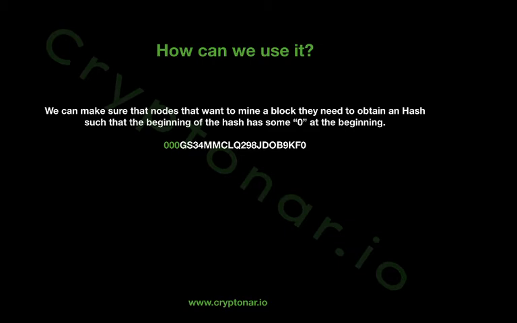We can make sure that every node that wants to mine a block needs to obtain a hash that has a condition in it. Like this hash should have a certain amount of zeros at the beginning. Why? Because Satoshi Nakamoto says so. By putting this condition, what we obtain is, we saw already that the hash is random, so you cannot know the hash before you hash some data. You cannot know if it has some zeros. You cannot know where they are.